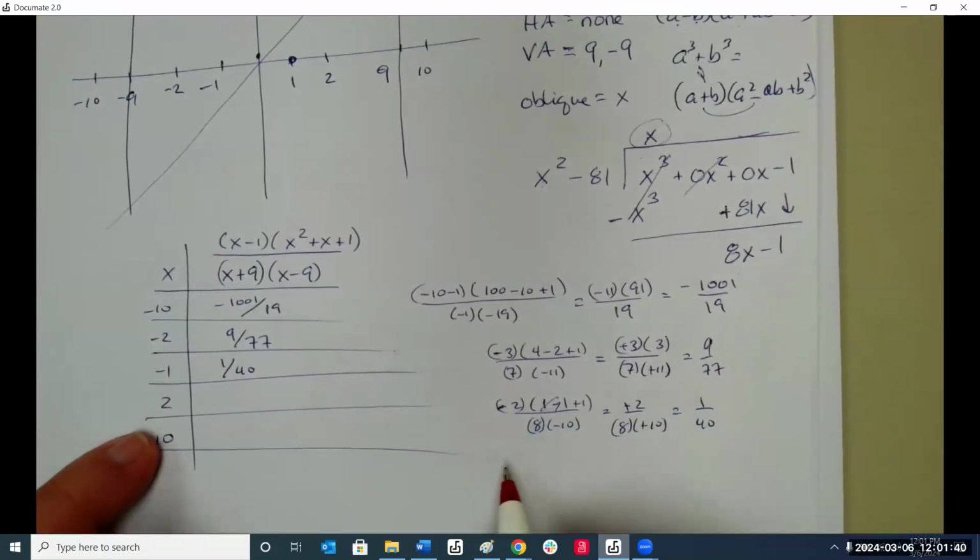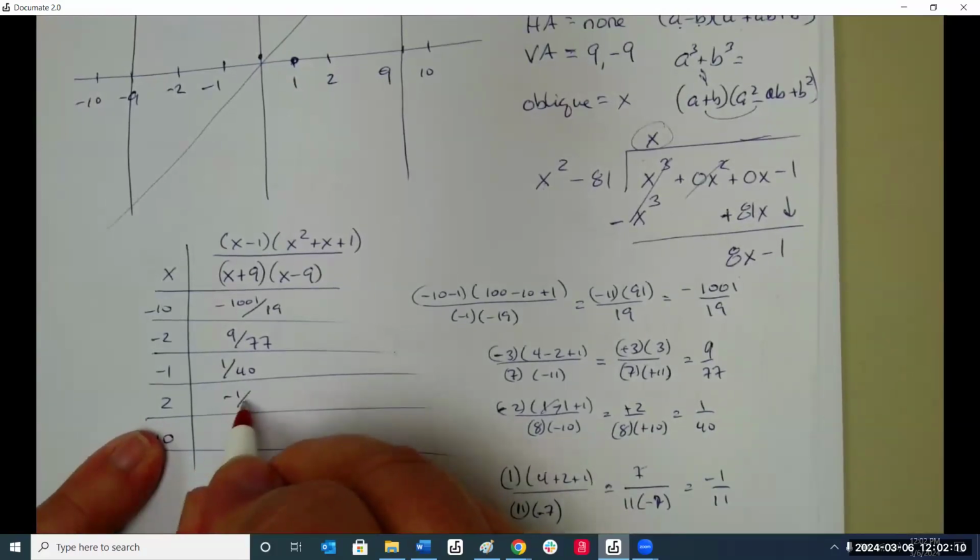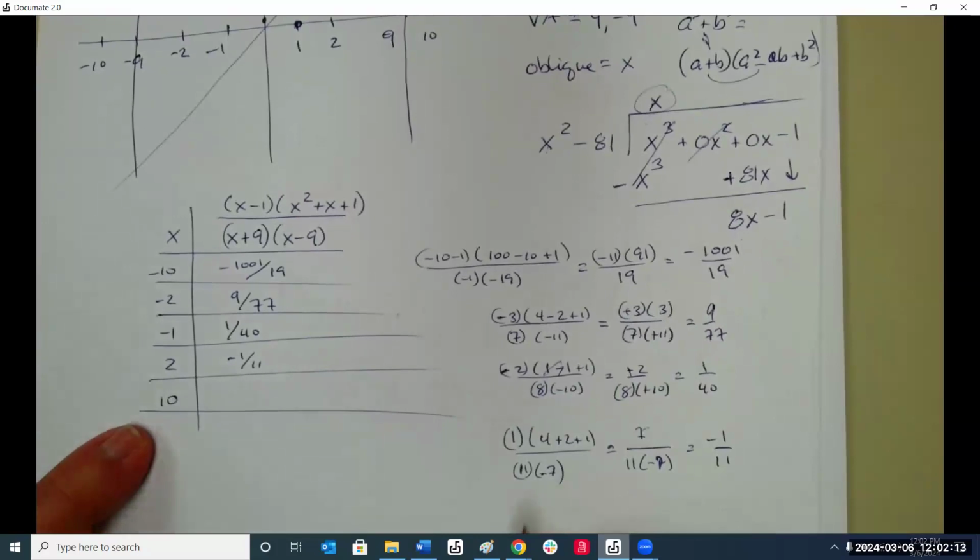Hmm. 2 minus 1 is 1. 4 plus 2 plus 1, 11. -7. 7. -1 over 11. And then 10. We have 9. 100 plus 10 plus 1. 19.